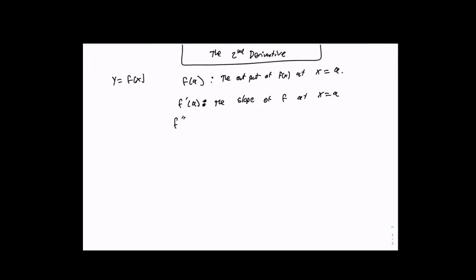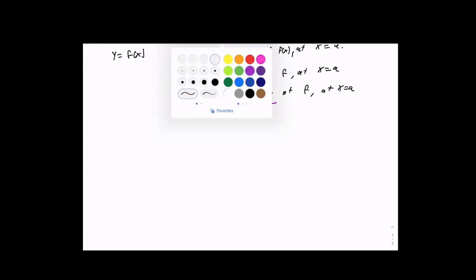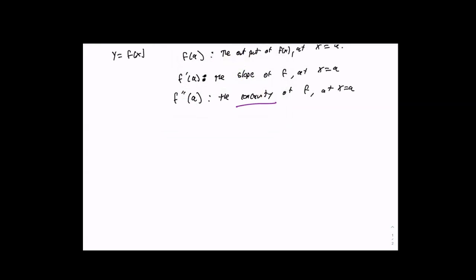I'm trying to teach this differently, so there's a little more connection to the way we've gone about our topics. And f double prime of a is the concavity of f at x equals a. It's this concept and vocabulary word of concavity, which is probably the toughest part, and technically it's just an algebra topic. So there are two types of concavity.